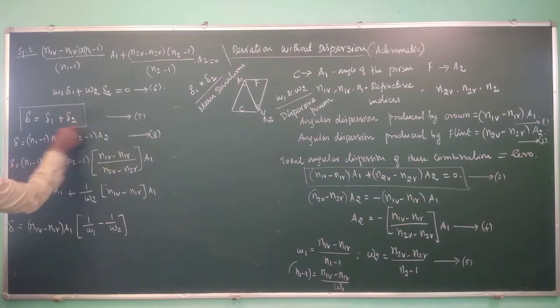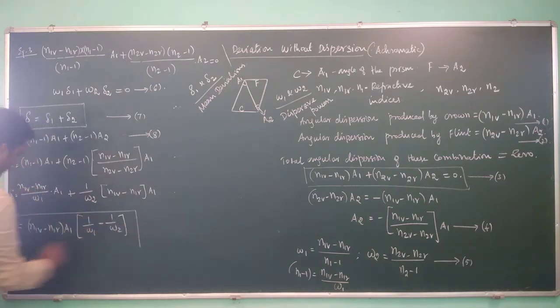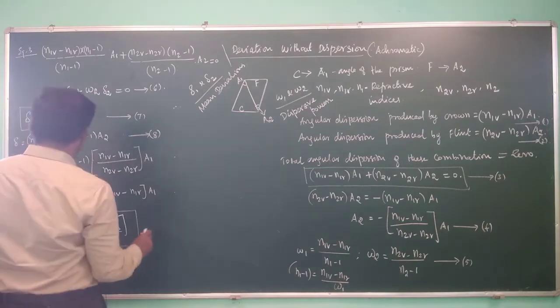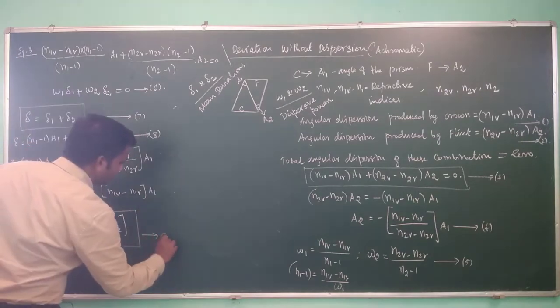And the equation for deviation is this. If you want to write an expression, you need to follow these steps, and you will end up here. Okay, and this is equation number 9.